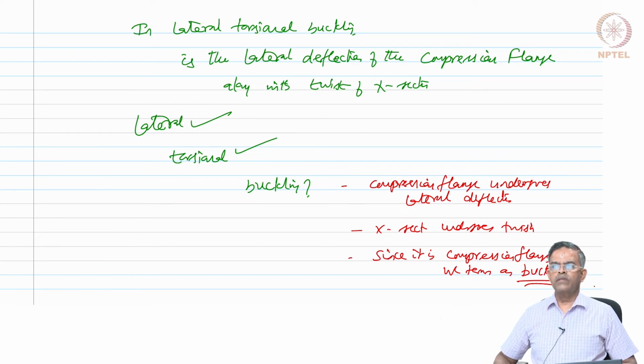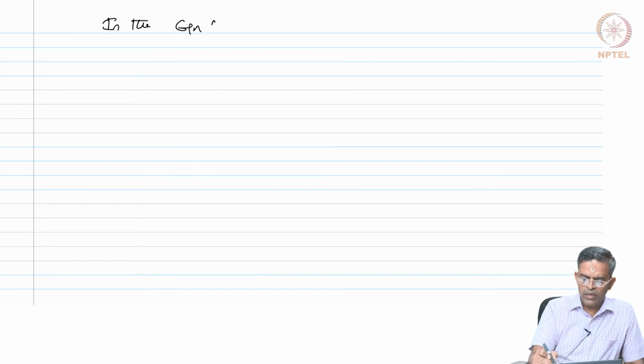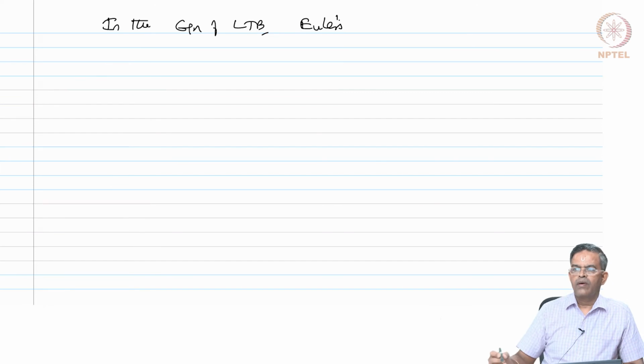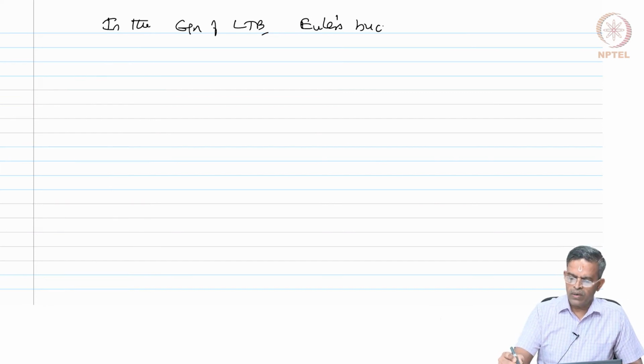In case of open thin wall section, the compression flange essentially behaves like a column. Due to this reason, lateral torsional buckling resistance equations have Euler's buckling law involved in this. So, friends, in the control equation of lateral torsional buckling, Euler's buckling law term will be included.